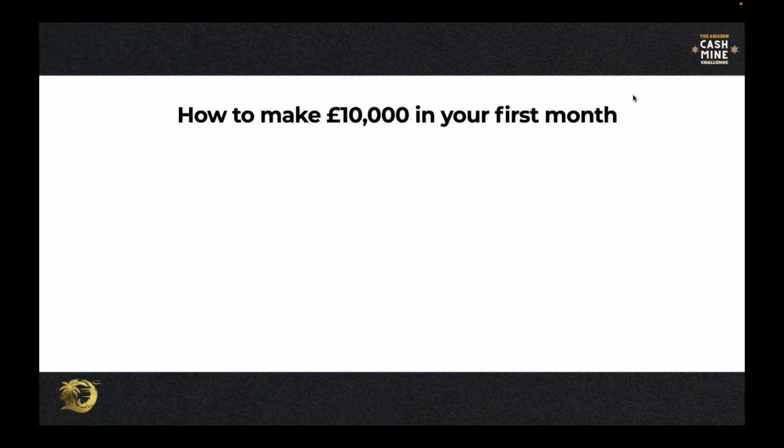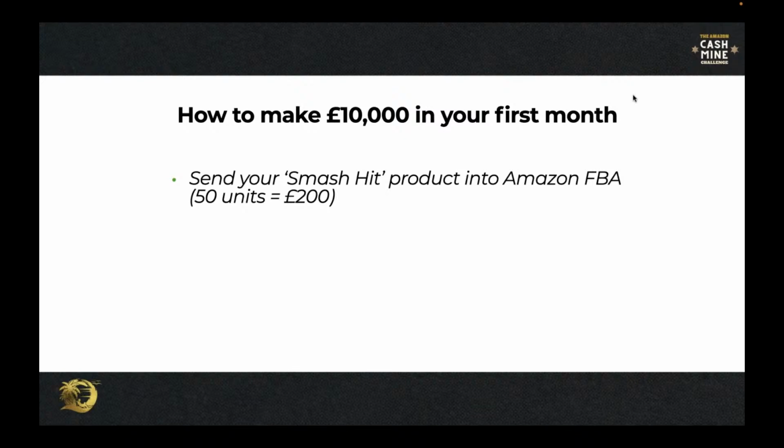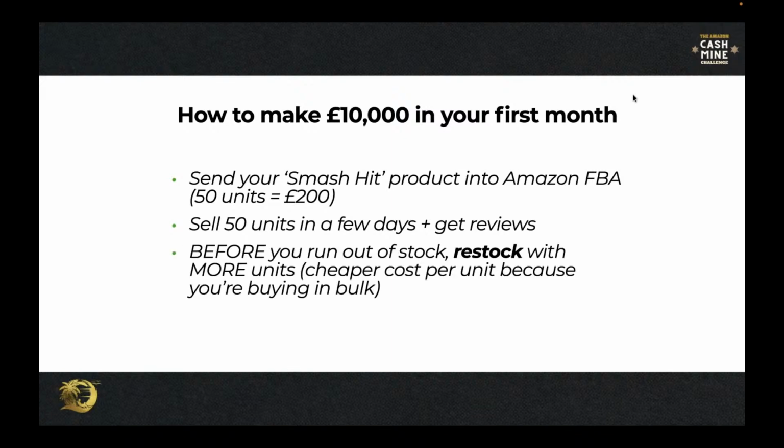So if you want to make 10K in your first month, send your smash hit product into the FBA warehouse. Source it locally. You can just buy, say, 50 units for maybe £200. Sell those 50 units in a few days, get reviews, and get confidence that you found a product that customers really want. Obviously, you'll be using advertising to do this.